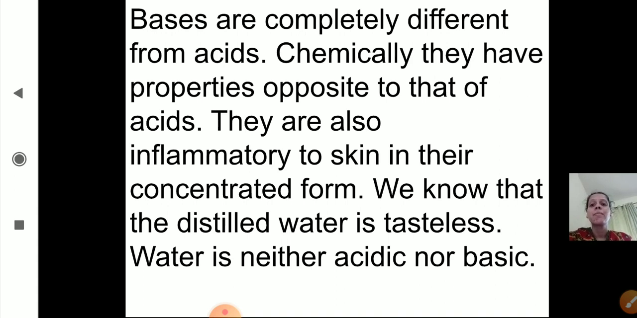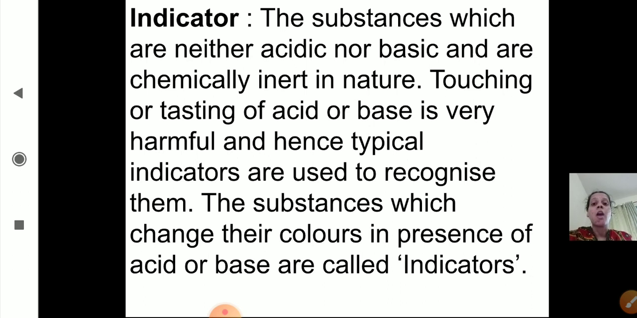Now the next part, that is indicators. Yes, in the starting only we have seen the indicators like litmus paper. All of you have seen the litmus paper in the chemistry lab, right? Blue litmus paper and red litmus paper. So this is an indicator. Litmus paper is also an example of an indicator. Now we will study the indicators.